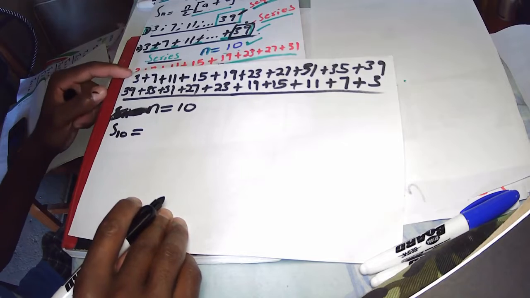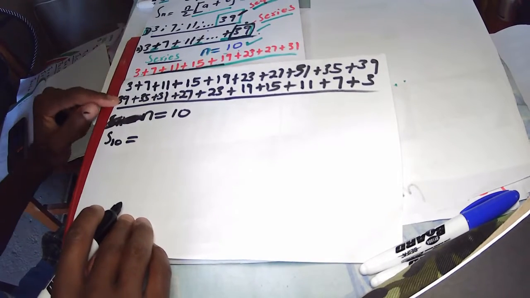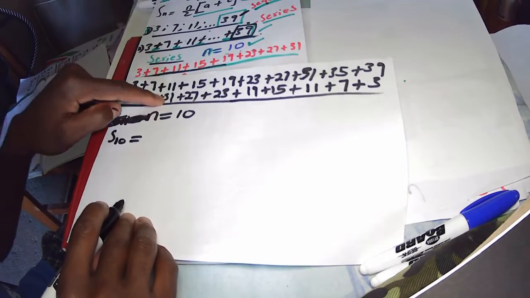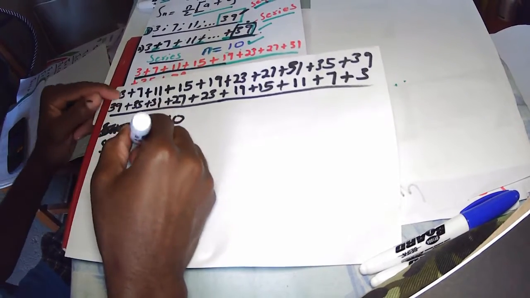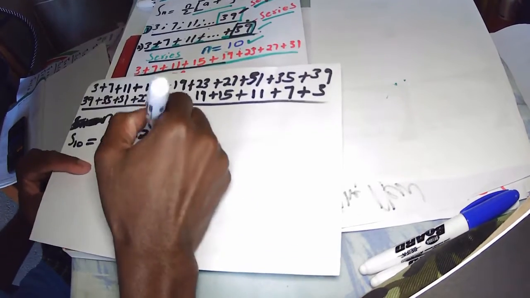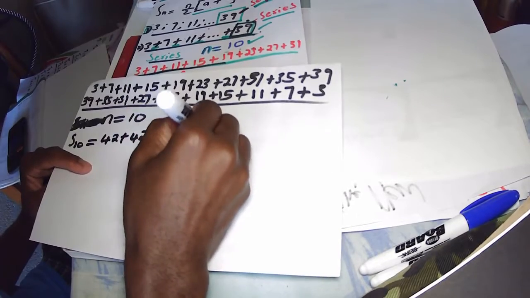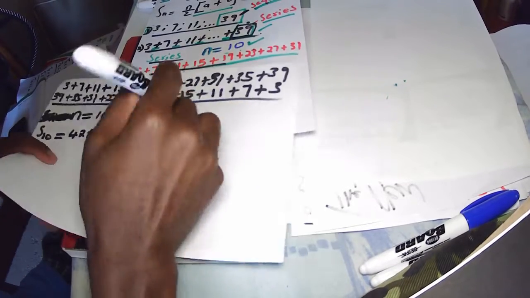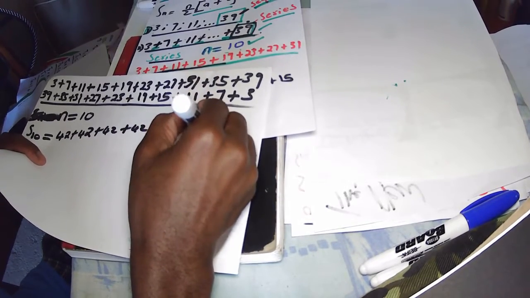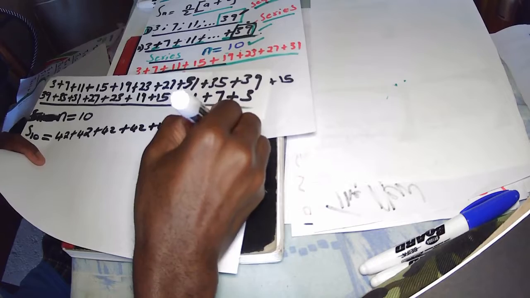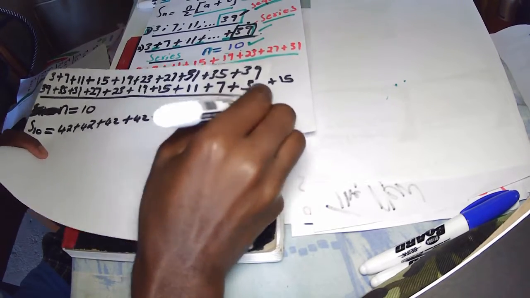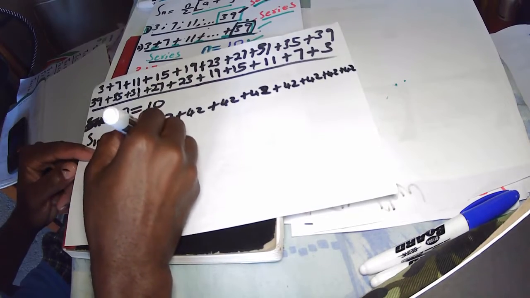When you add, you're going to get 3 plus 39, 7 plus 35, 11 plus 31. Each of these gives 42. So we have 42 plus 42 plus 42 plus 42 plus 42 plus 42 plus 42 plus 42 plus 42 plus 42, ten of them.